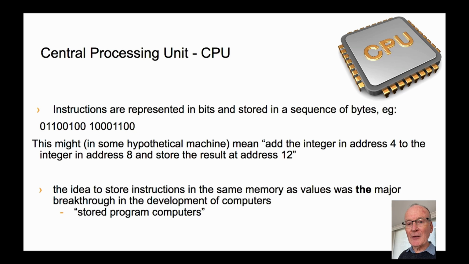So this bit pattern I've got here is a made-up instruction. Let's say I've got a hypothetical computer, CPU, that interprets these bits as instructions. And this one might mean add the integer in address 4. Remember, our memory has memory addresses to be able to find the bit patterns you're looking for. Add the integer in address 4 to the integer in address 8 and store the result in address 12.